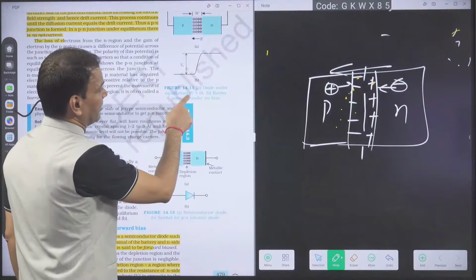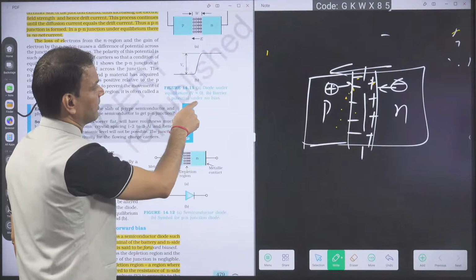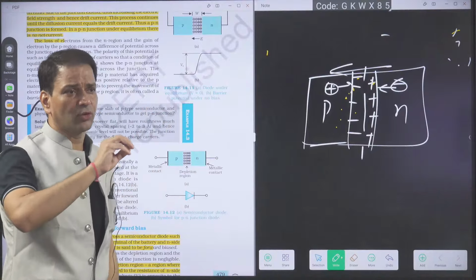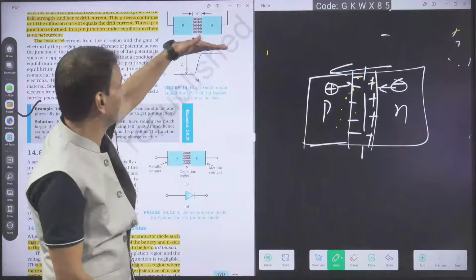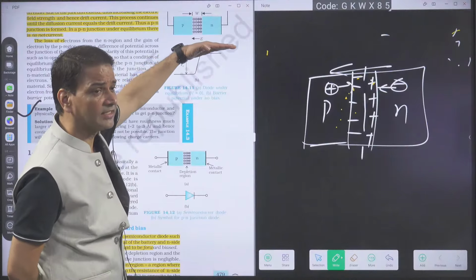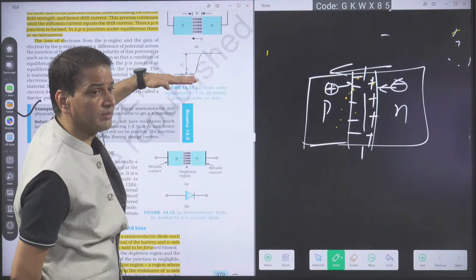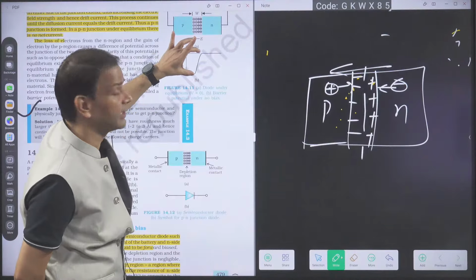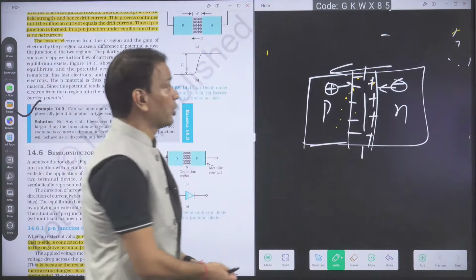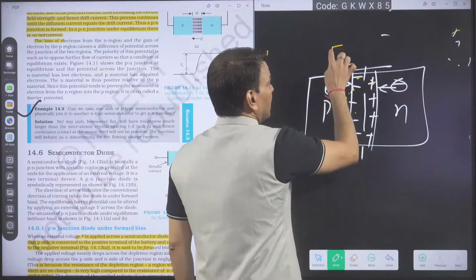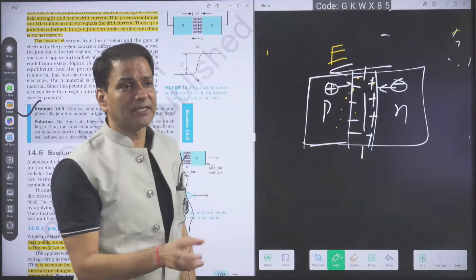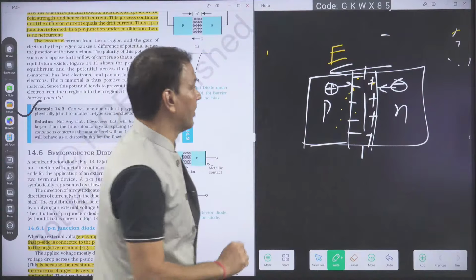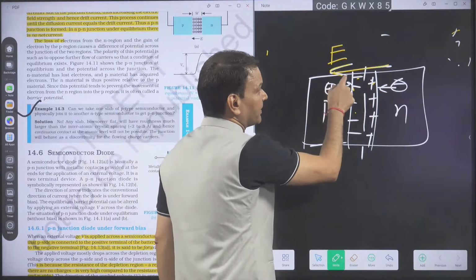Diode under equilibrium, V equals 0. Barrier potential under no bias. No bias means we have not connected any battery. Which side has high potential? The N side. Which side has low potential? The P side. And this represents the barrier height. Why barrier height? Because this electric field will oppose the majority carriers. The electric field is developed in this direction.